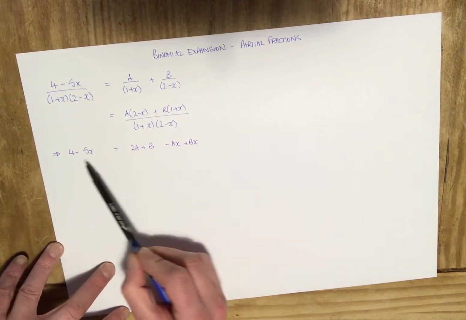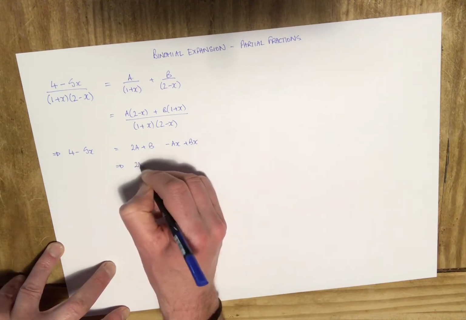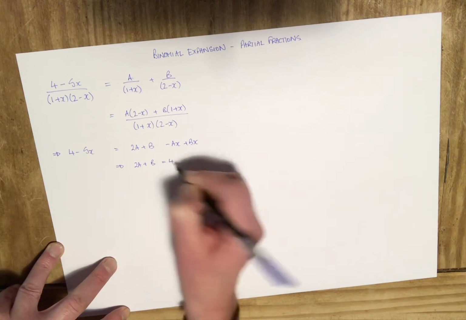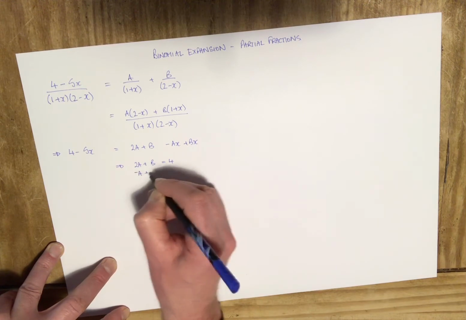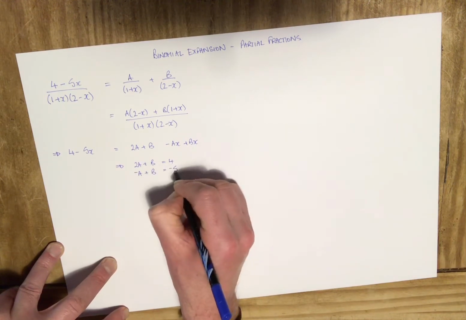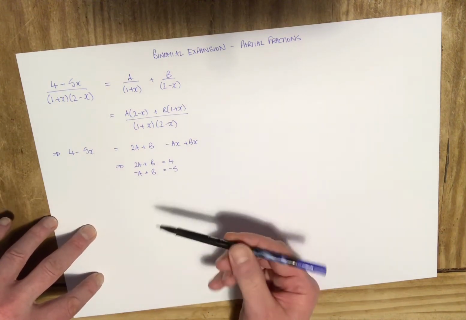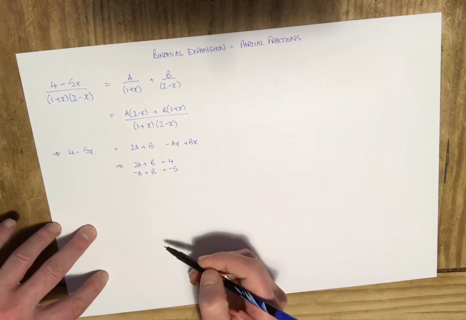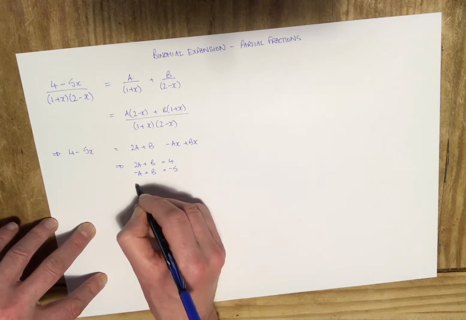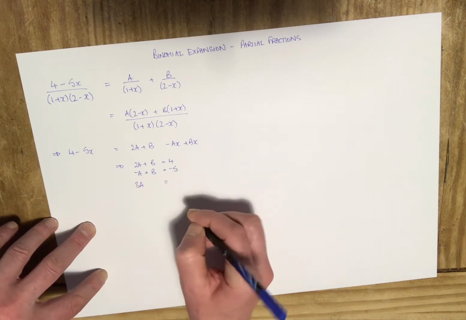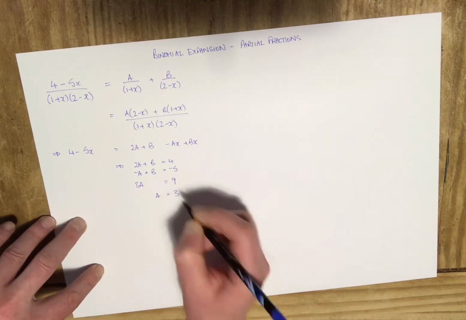So the number 4 has to be the same as 2a plus b. So therefore 2a plus b has to be 4. And minus a plus b has to be minus 5. Two equations, two unknowns. I'm going to do the first equation take away the second equation. That way the b's will cancel. 2a take minus a is 3a. That equals 4 take minus 5, which is 9. So a is therefore 3.